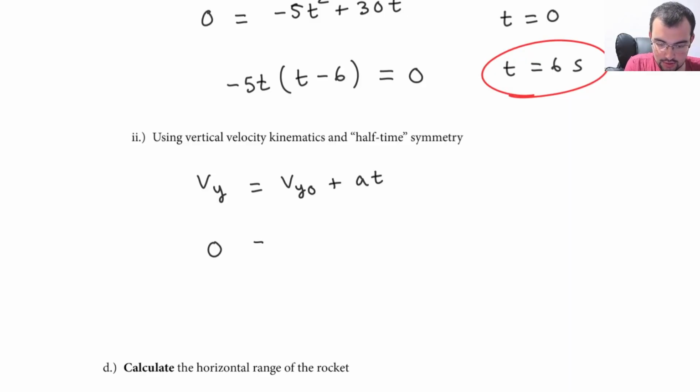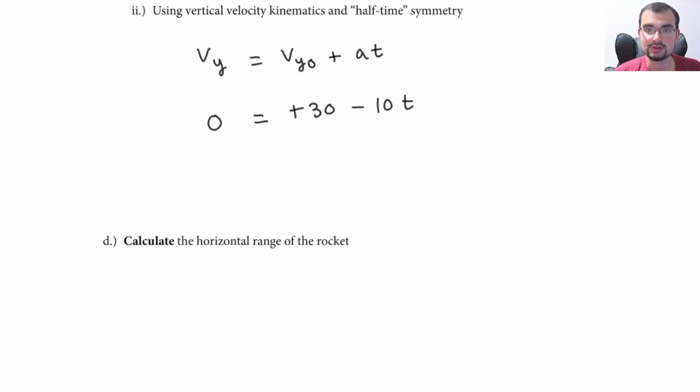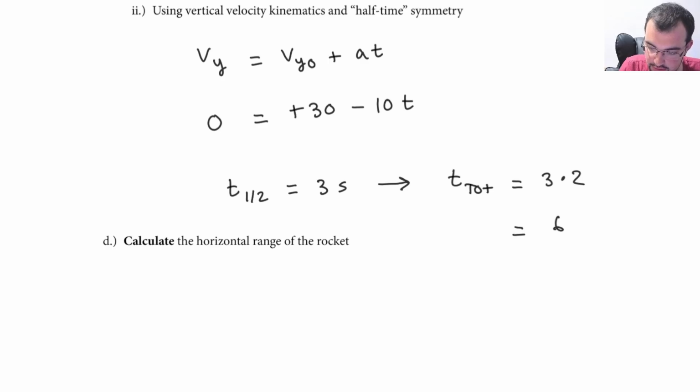So we're 0 at the top. We were launched upwards at 30, and we have a constant net acceleration down of negative 10 meters per second squared. So we see that t at the halfway mark is 3 seconds. So this means the total time is just going to be 3 times 2, which is equal to 6 seconds.